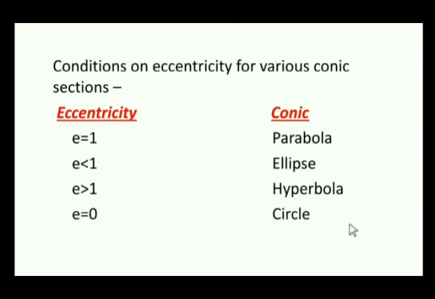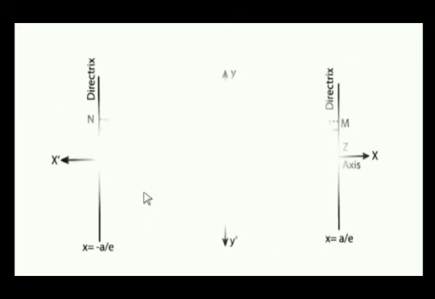If eccentricity is 0, the conic will be a circle. And if eccentricity is equal to infinity, it will represent a pair of straight lines. These are 5 points. You may note this for MCQs. It may come in the paper.